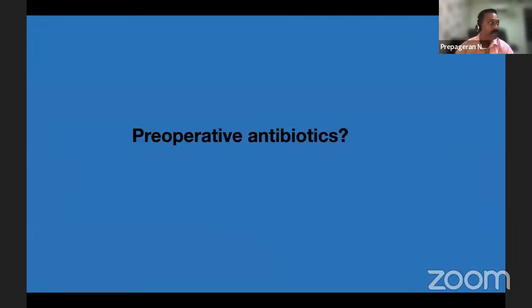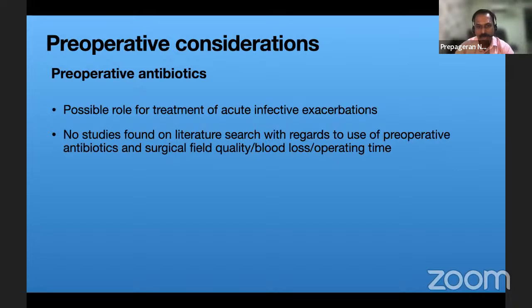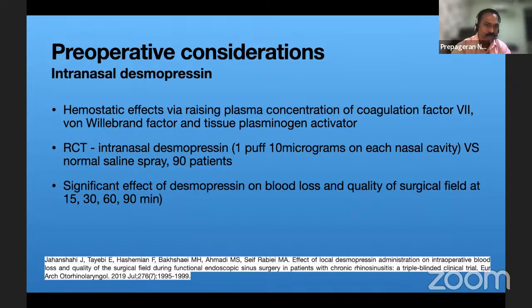How about pre-operative antibiotics? Now, there are possible treatments, of course, for acute infection, infective exacerbations, but so far no studies have been found with regards to the use of pre-operative antibiotics and its relation to surgical field and blood loss. There are studies about post-operative antibiotics, and if I remember correctly, there is no evidence for the use of post-operative antibiotics as well, as far as endoscopic sinus surgery is concerned. This is an interesting paper.